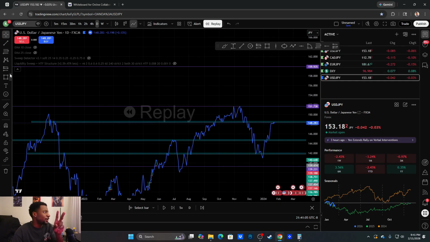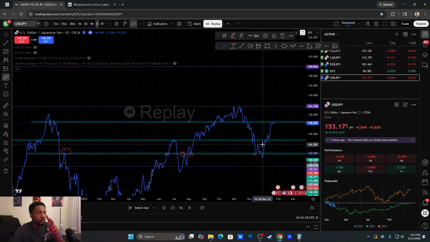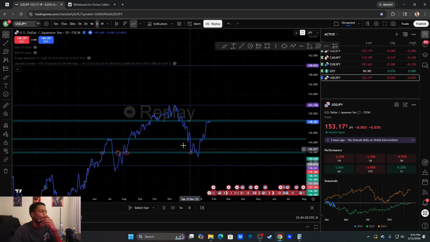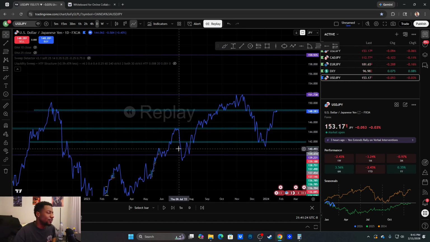We have a turning point here. Turning point here. Turning point here. Right? It happens over and over, and it'll continue being a turning point as long as price is around this zone.